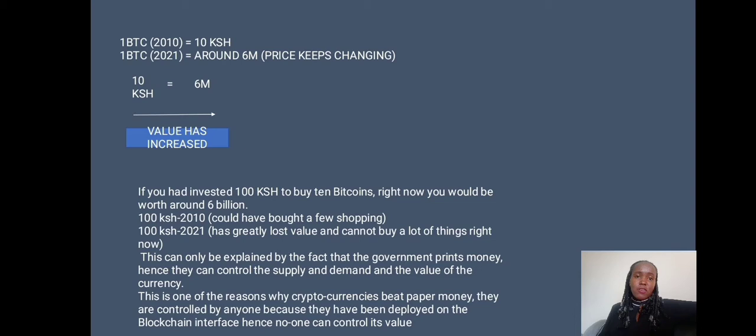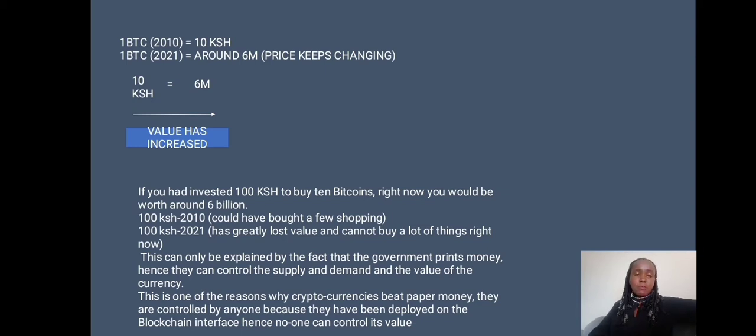Looking at the value of 100 Kenyan shillings, in 2010, 100 Kenyan shillings could have bought a few things, but in 2021, I hear 100 Kenyan shillings cannot even buy bread and milk. You see here, what has really happened is that the value of the 100 Kenyan shillings has gone down. It has really depreciated over time.